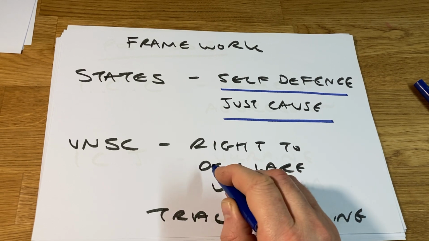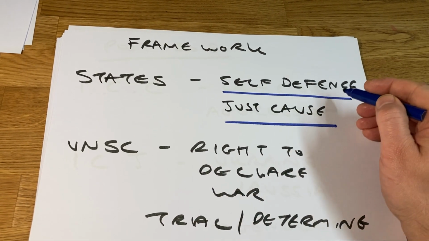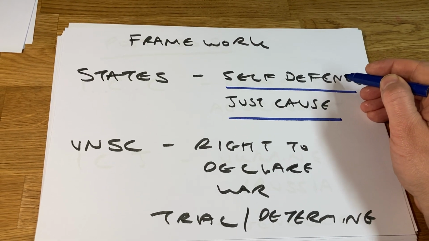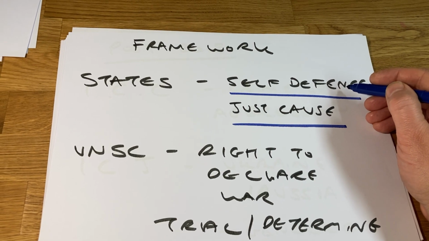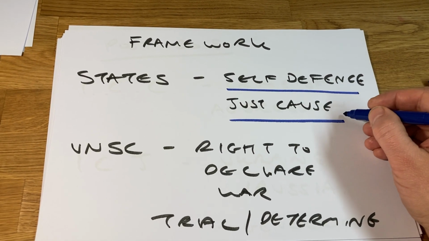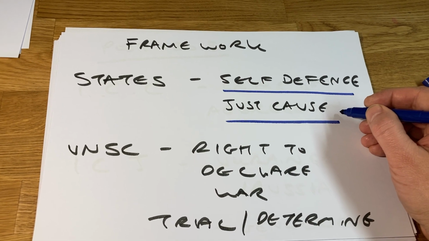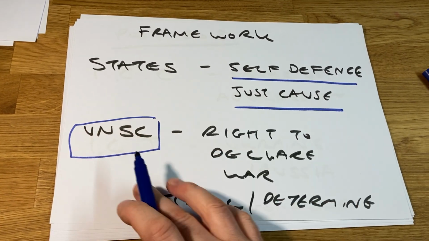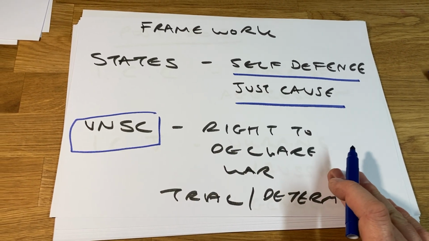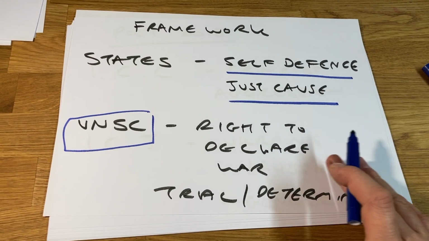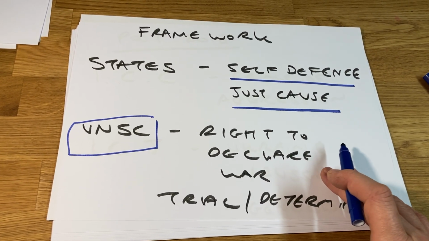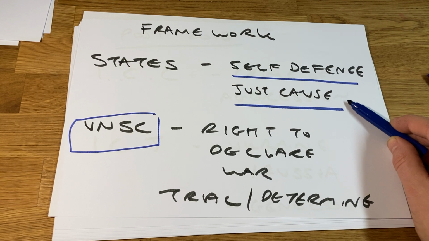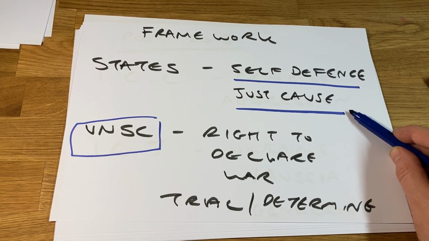So a state can act in self-defense to prevent it from being invaded or disarmed and forced to do its political opponent's will. This is just cause theory. The other part of the framework is that the United Nations Security Council has a right to make a judgment and declare war. So the UN Security Council can decide that it is right and proper to declare war, to come to somebody else's defence, when there is a just cause, and we'll come on to that more.